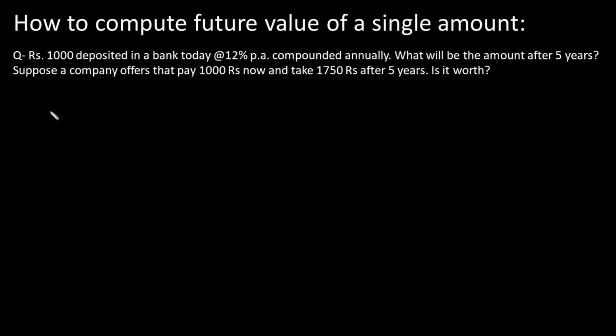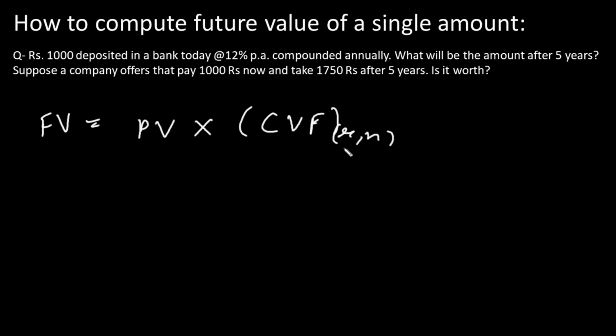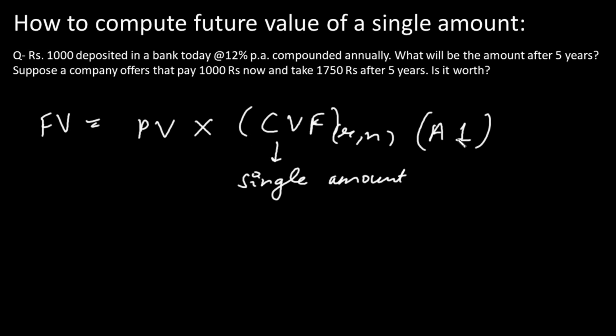But in finance, we have another formula for this. We have this formula, future value is equal to present value into CVF(R, N). Basically, CVF is a table. We have a table A1 for CVF. And CVF is used when there is a single amount. So since we have a single amount, that is rupees 1000, we use the CVF table, that is table A1 in your books. Now for calculating future value, we take present value as rupees 1000 and we have to calculate CVF at 12 and 5.